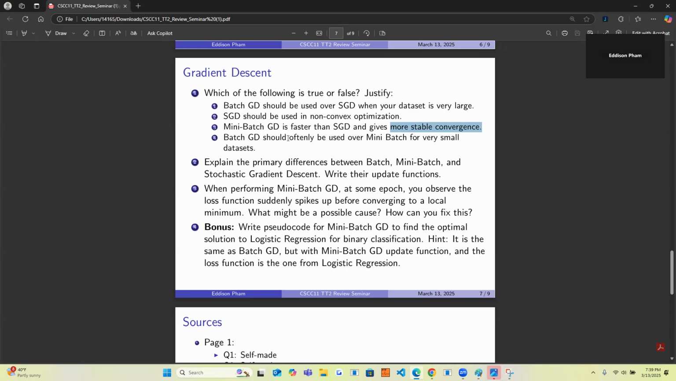Batch gradient descent should often be used over mini batch for small datasets. True or false? Keyword is often. Yes, I guess. Can you explain why?